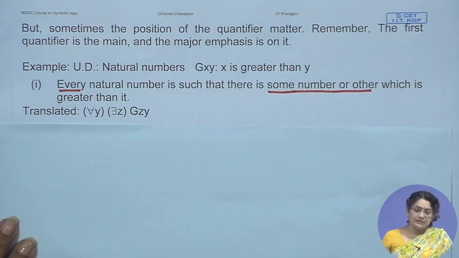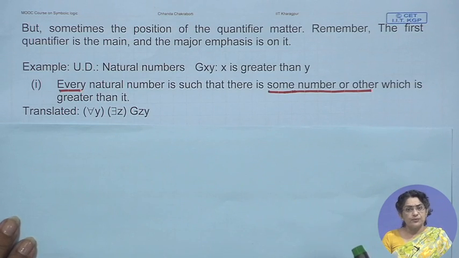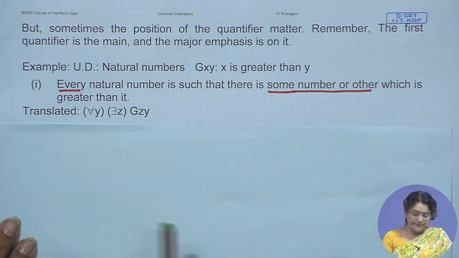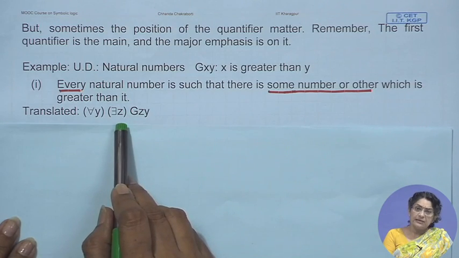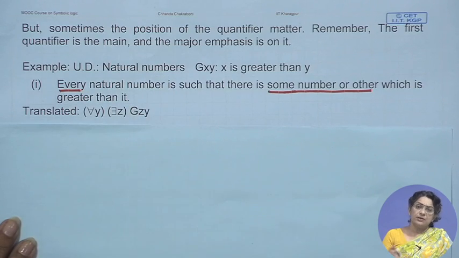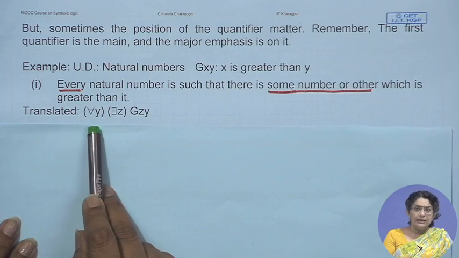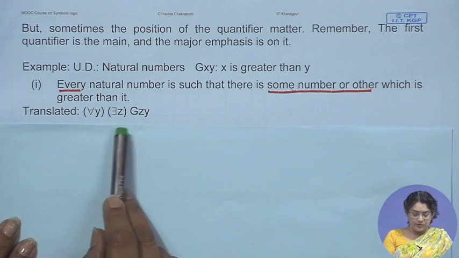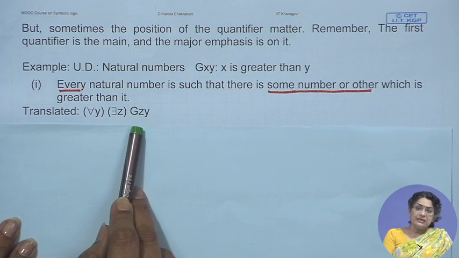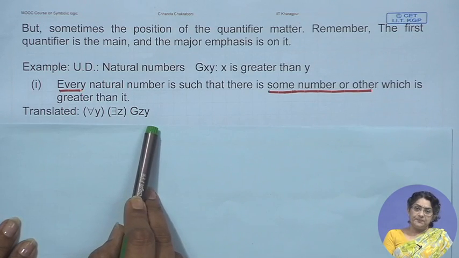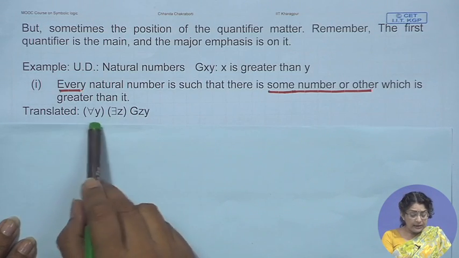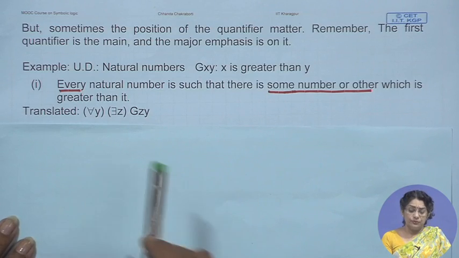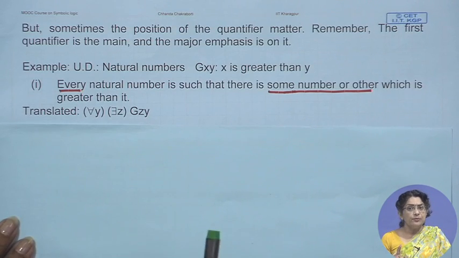So, what is the translation of this? Translation might be like this. It does not matter whether you use x, y instead of y, z; I have used y, z. So, this is: for all y there exists at least one z. Remember, the UD is natural numbers, so we are referring to natural numbers only. So, for all natural numbers there is at least one natural number z such that z is greater than y. The point I am coming to is that this sequence here is important.